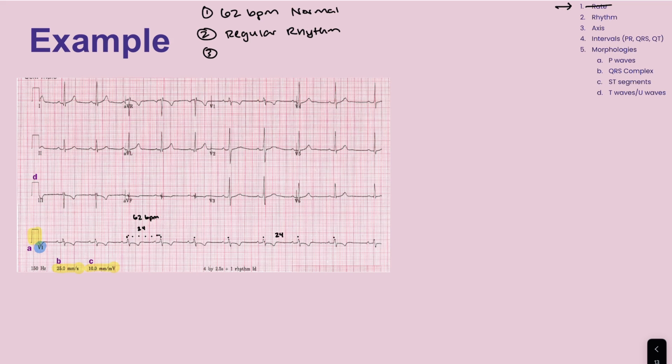QRS axis. If we're looking first, remember there's two different methods to do this. We have either the isoelectric line, or you can look at the quadrant method. The quadrant method isn't going to be super helpful here because our most isoelectric line is our AVF. So if we take our clock face here, AVF is the most isoelectric.